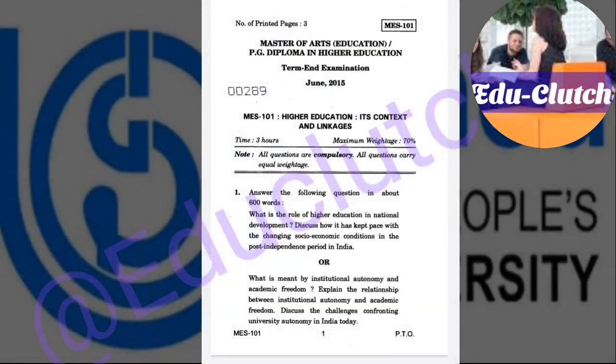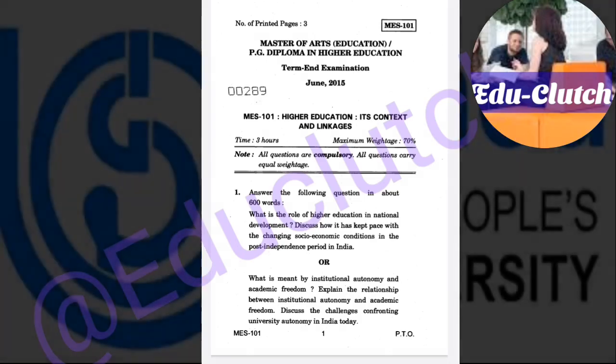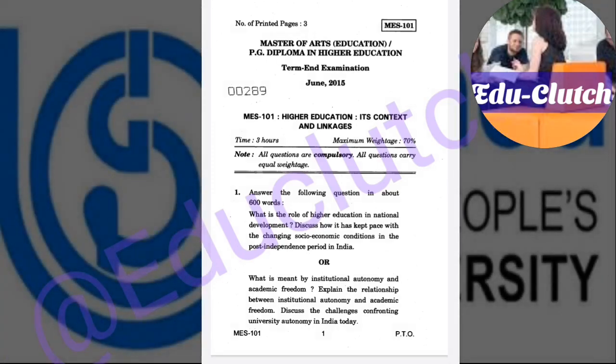What is the role of higher education in national development? Discuss how it has kept pace with the changing socio-economic conditions in the post-independence period in India. Or, what is meant by institutional autonomy and academic freedom? Explain the relationship between institutional autonomy and academic freedom. Discuss the challenges confronting university autonomy in India today.